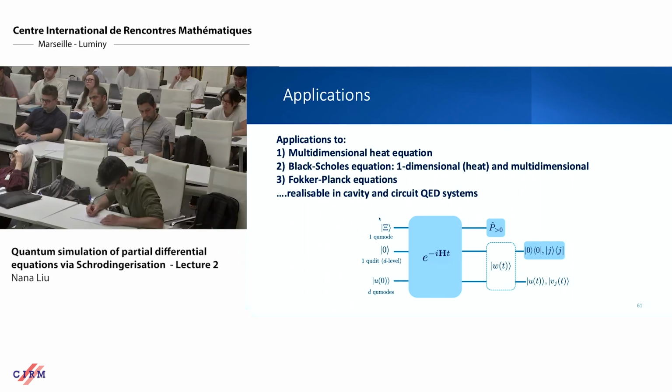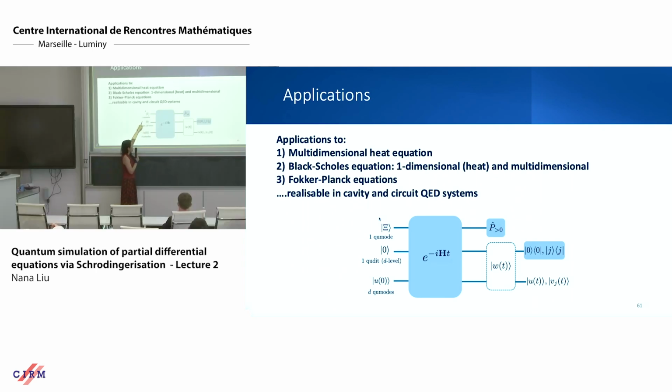Now, we have our qumode and our D qumodes to represent the original system dimension. But we also have one qumode ancilla for Schrodingerisation. But because we're mapping to this hyperbolic, heat-type equation, we also need to add in another qubit, remember, because now it's a system. And then we have a new Hamiltonian.